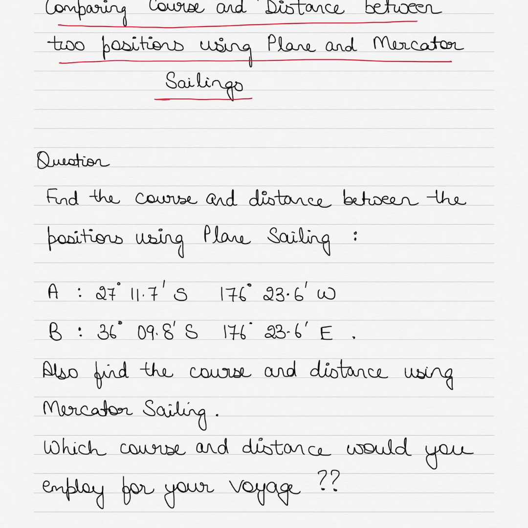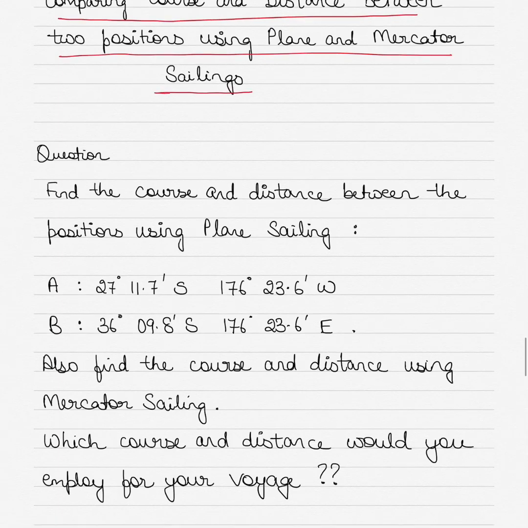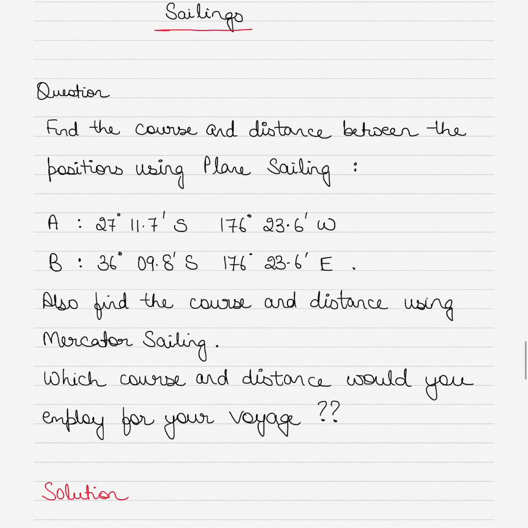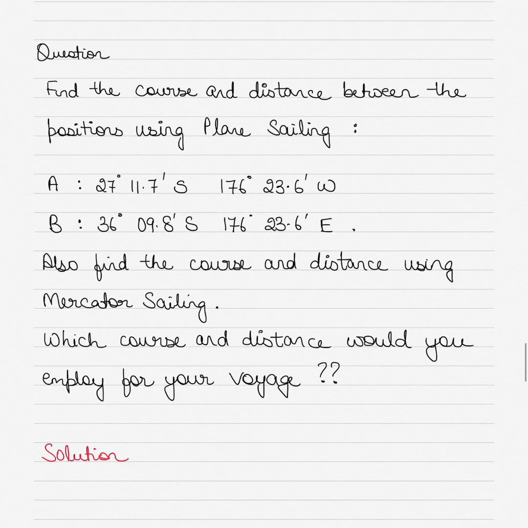But what if it's in the range of 600 nautical miles? Which course and distance should we use? Is there a difference? Why is the number 600 nautical miles used? It's just an average number taken. Books describe the distance as anything from 400 to 800 nautical miles, so 600 nautical miles is a number that is arbitrarily quoted. But today we'll learn what the difference is if I calculate the course and distance using both plane and Mercator sailing. So let's get into the question here.